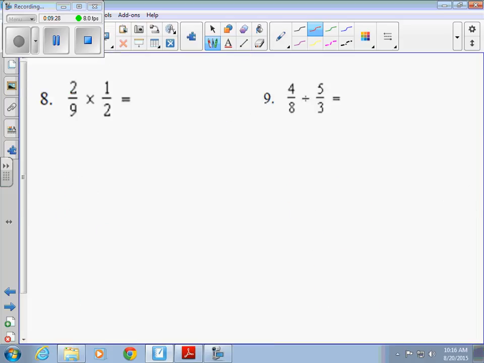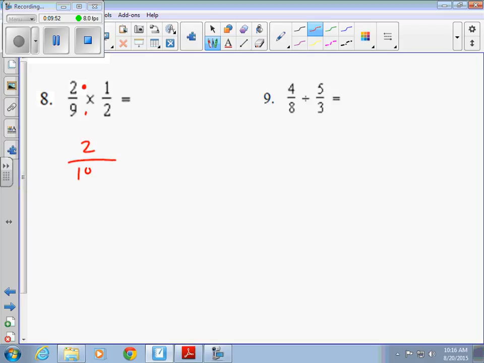Okay, number 8 and 9 are multiplication and division. But regarding fractions, they are much simpler than addition and subtracting. So you don't have to create like denominators for these. That's the best part about multiplication and division. Multiplication is the easiest one. You multiply straight across. 2 times 1 to get 2.